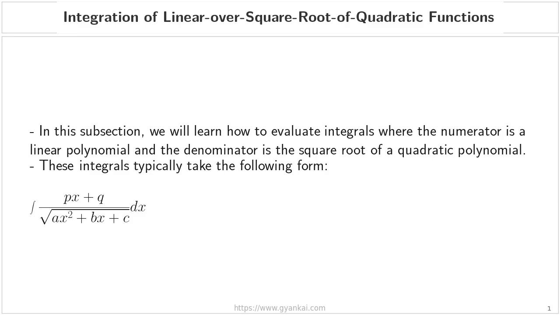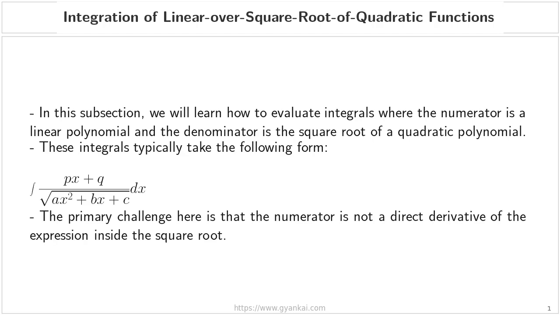Now let's look at the general form of these integrals. You'll see it written as the indefinite integral of px plus q divided by the square root of x squared plus bx plus c, with respect to x, or dx at the end. The main difficulty with these integrals is that the numerator, px plus q, isn't simply the derivative of the expression inside the square root, x squared plus bx plus c. If it were, the integration would be much easier.